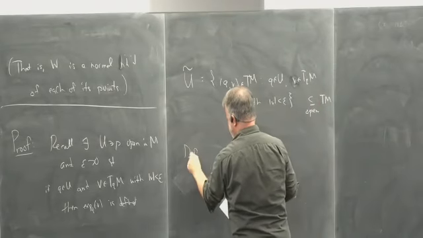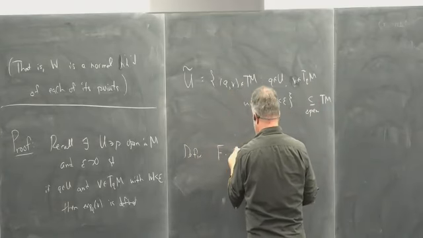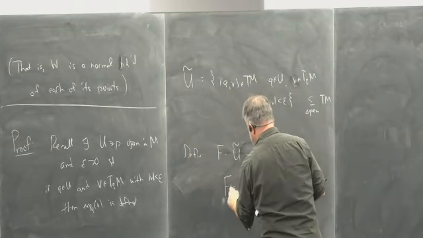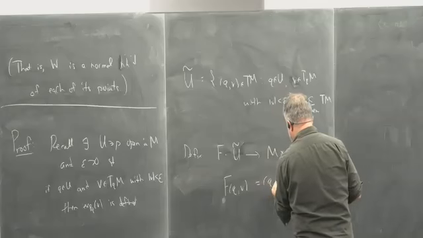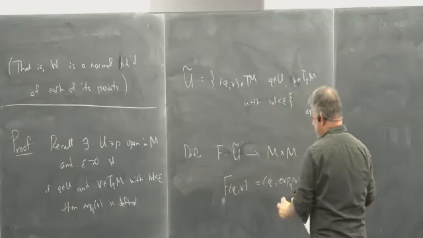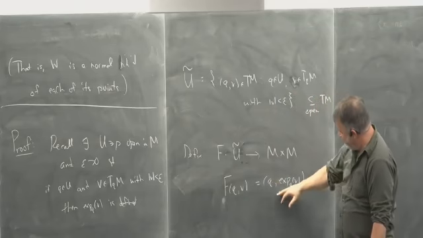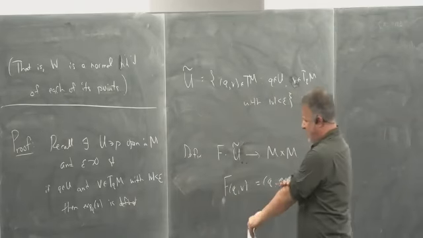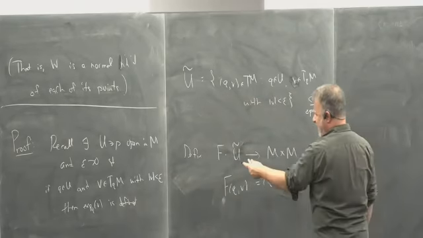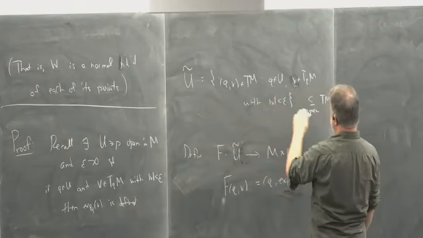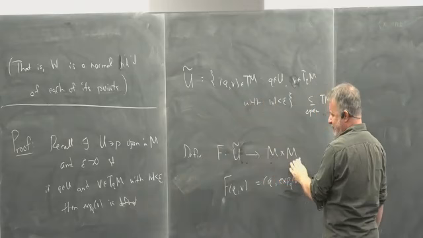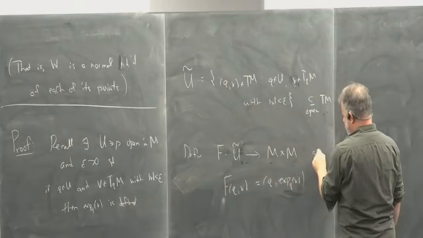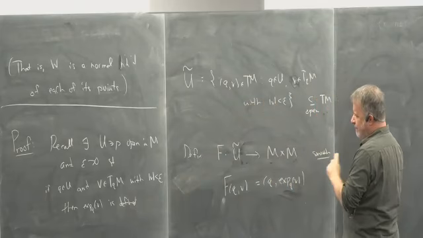So let's define a map capital F from this open set U tilde into the product M times M by F of (Q, V) is exactly (Q, exp_Q(V)). So you see, we had to restrict to this open set, so this is defined. This is exactly an open set on which exp_Q(V) makes sense. And what is this map? It's a map from a manifold, an open subset of the tangent bundle, so it's a manifold, into this manifold. These manifolds have the same dimension. They're both 2n dimensional, and it's smooth because the exponential map is smooth.